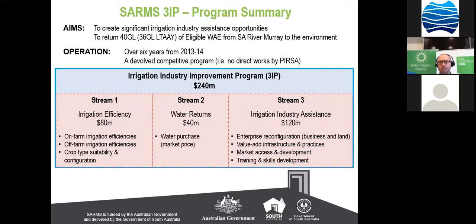And in particular, netting has been something that we've seen implemented through rounds one, two, and three, which has actually resulted in some pretty significant water savings and productivity benefits.